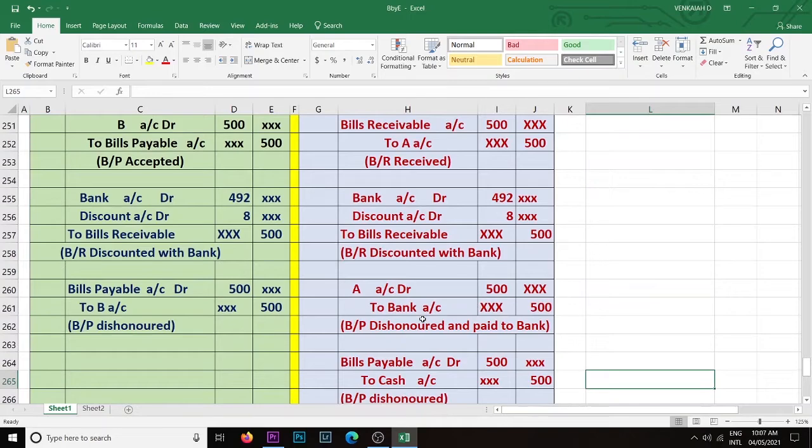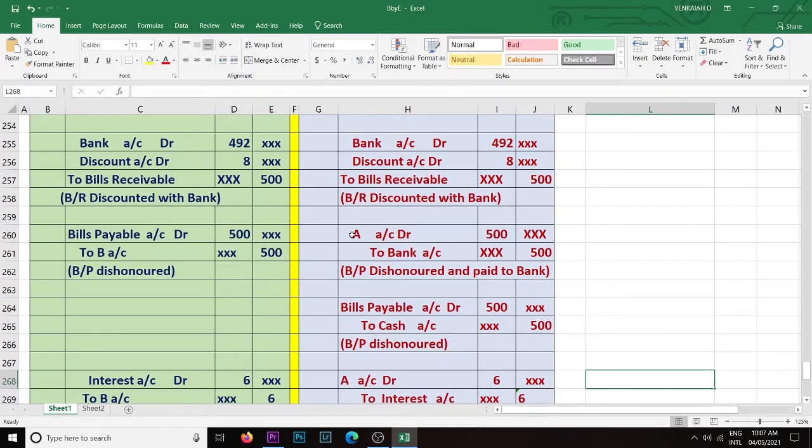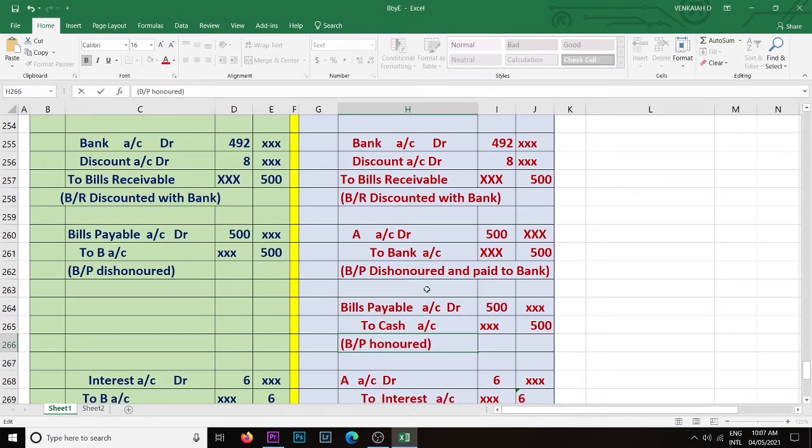On the due date, B paid the amount. A is unable to pay, B paid the amount. That is bills payable account debit to cash account. B honored the bill. And A dishonored the bill. Bills payable, we are cancelling the bills receivable. Bills payable account debit to bank account, B account. This is dishonored. And A has to pay money to the bank because B discounted the bill which is accepted by A, and on behalf of A, B is paying money to the bank. That is A account debit to bank account.